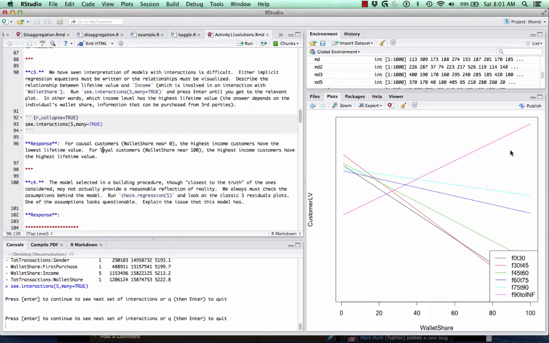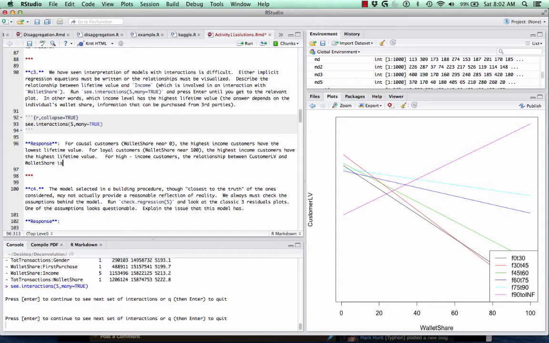The customers with the higher incomes have a much higher lifetime value. And in fact, for those high income customers, it looks like the relationship between customer lifetime value and wallet share is positive, while for all other levels of income, the relationship is negative.